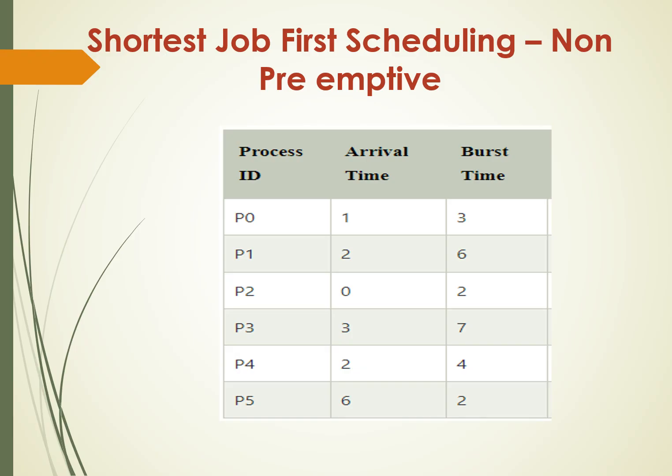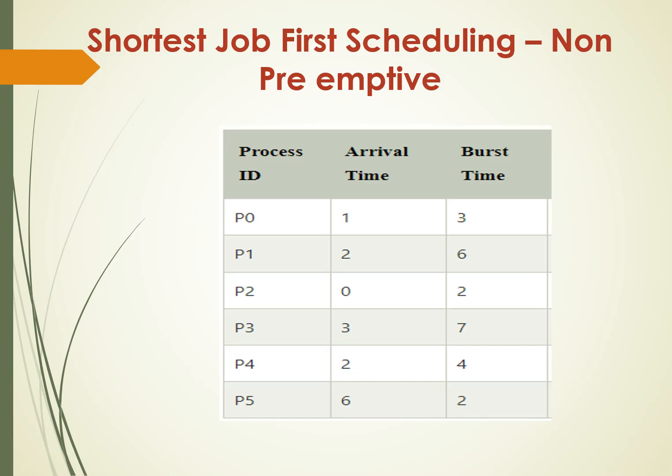Now we are going to see shortest job first scheduling using the non-preemptive version. Shortest job first in the sense here we have to allow the process to be executed in the CPU based on their burst time. Burst time in the sense how long it should be in the CPU. So that denotes the burst time.